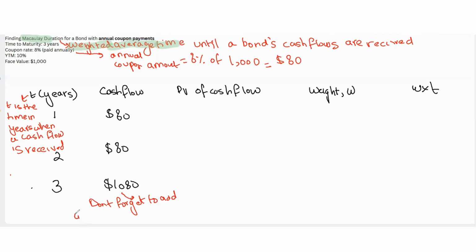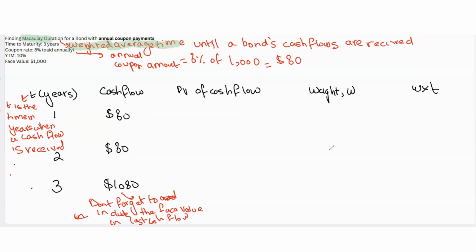So don't forget to include the face value, which in this case is given as 1000. Include the face value in the last cash flow, right? So this is something we should not forget. Now let's find the present value of the cash flows.